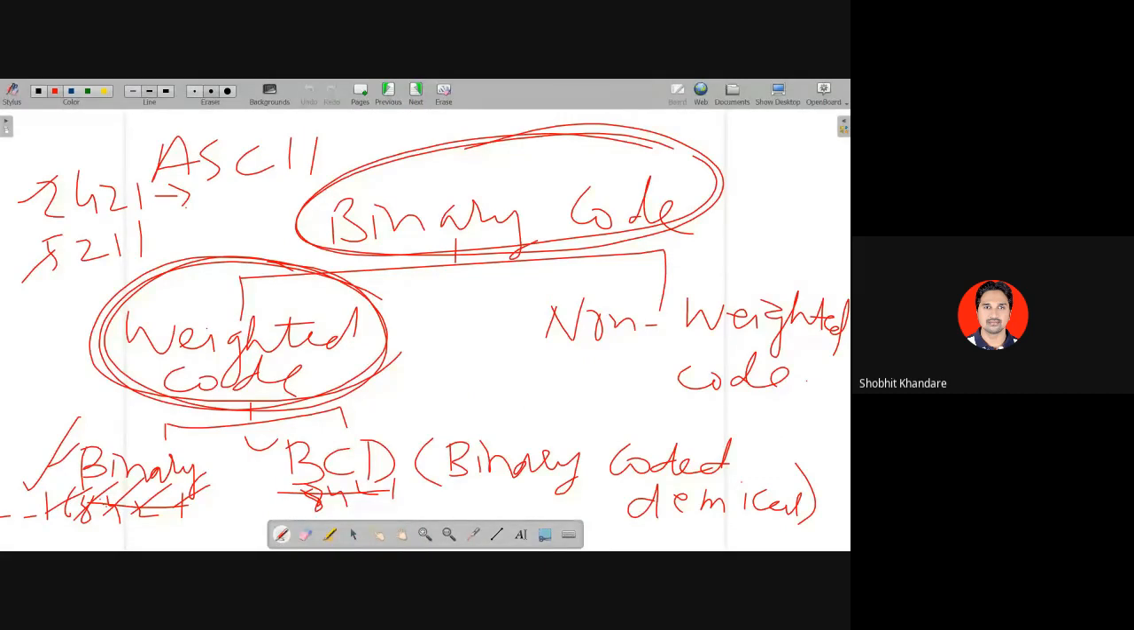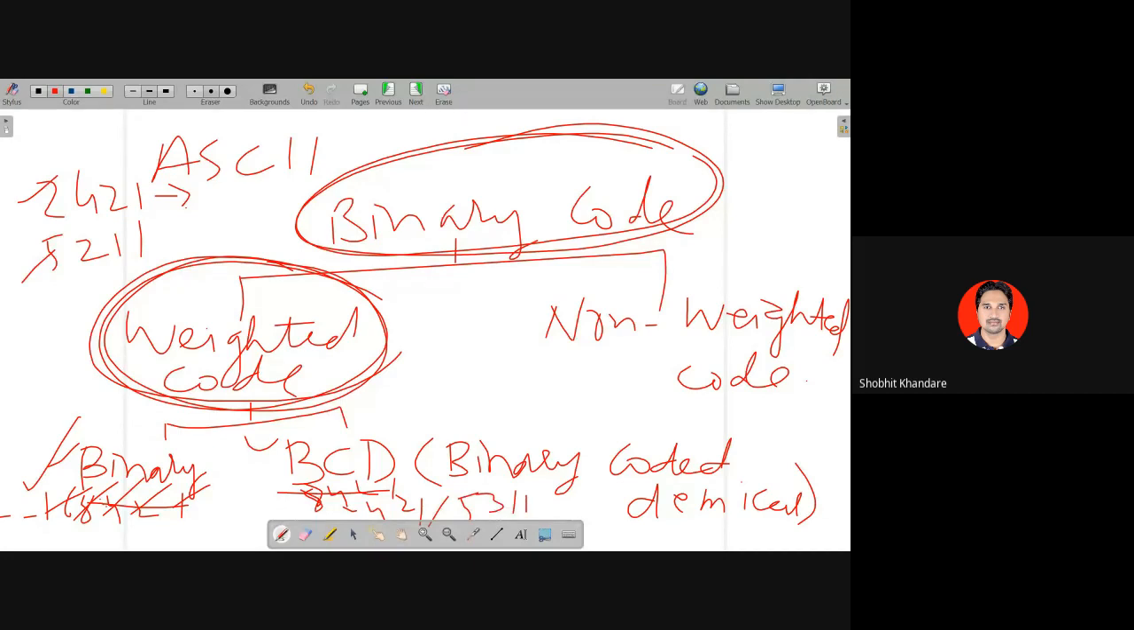So we have talked about the weighted code. I have told you 1248 mostly. If you want, you can write down 2421 also. Below this you can write 5311, which I mentioned, as you need. There are different BCD codes available.